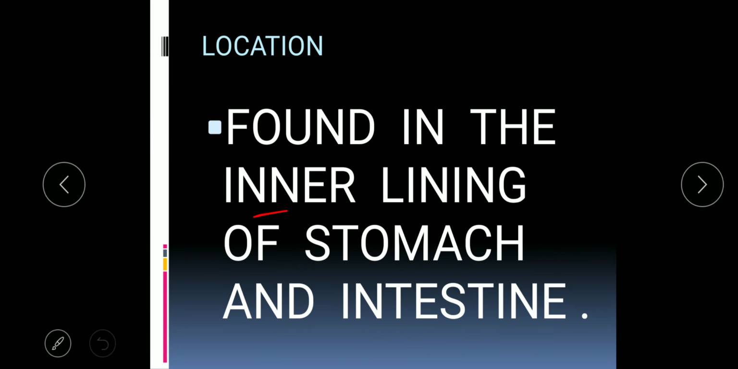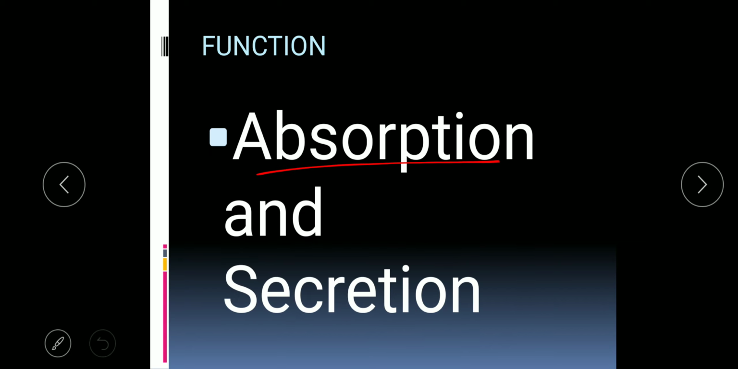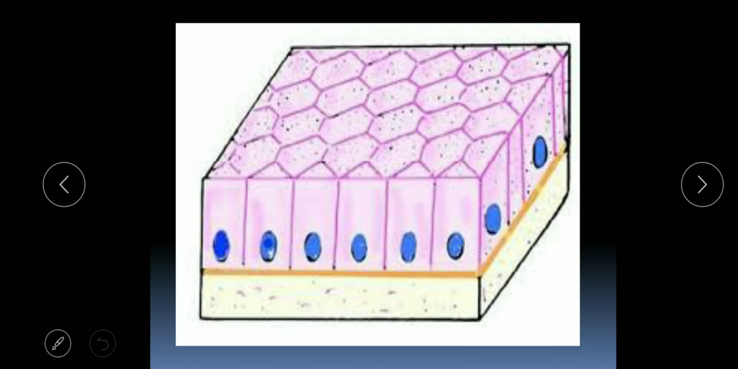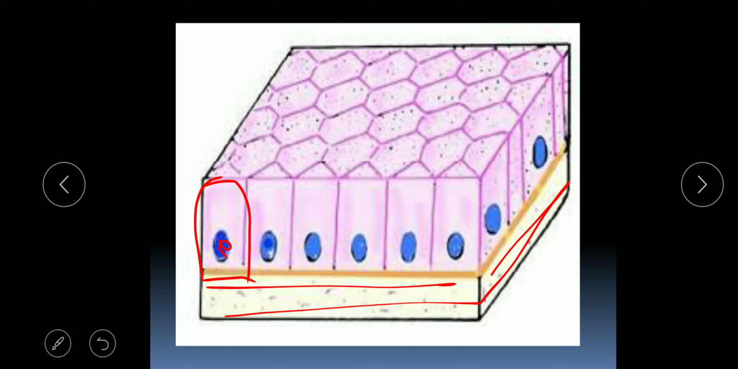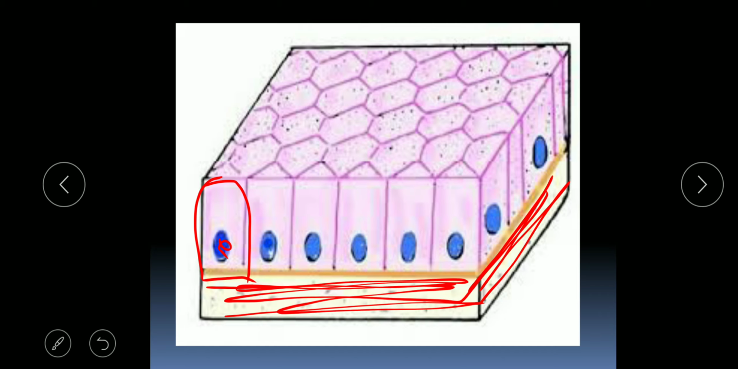It is found in the inner lining of the stomach and intestine. Here also the basic function will be absorption and secretion: absorption of the digested nutrients in the intestine, and secretion of the digestive enzymes in the inner lining of the intestine. So this is the simple columnar epithelial tissue. The cells are elongated, long, brick-like. Nucleus is towards the basement membrane. This is the basement membrane, that is the connective tissue on which the cells are resting.